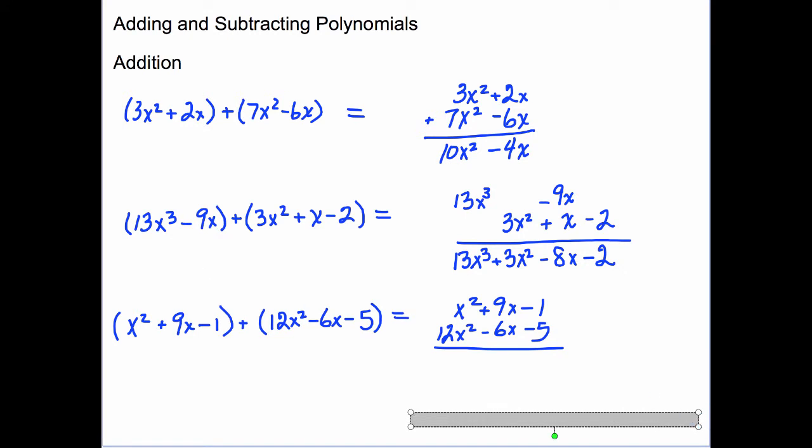Okay, and here we go. So we have x squared plus 12x squared, that's 13x squared. 9x minus 6x is positive 3x. And negative 1 minus 5 is negative 6, and there's your answer.